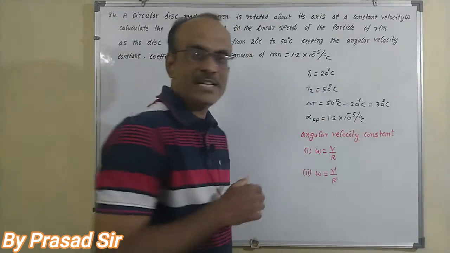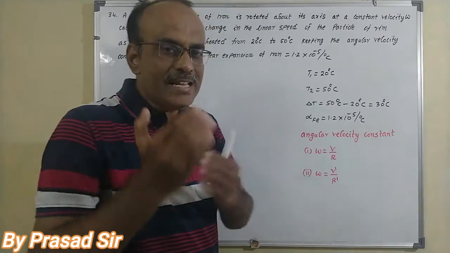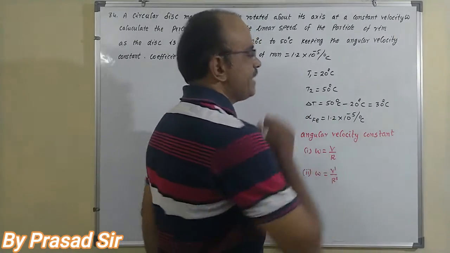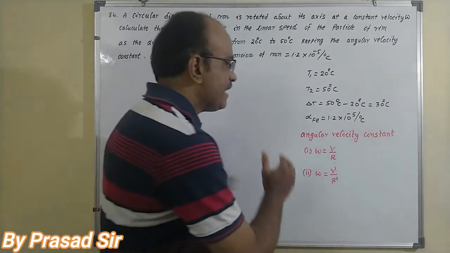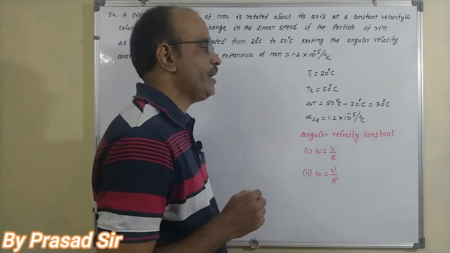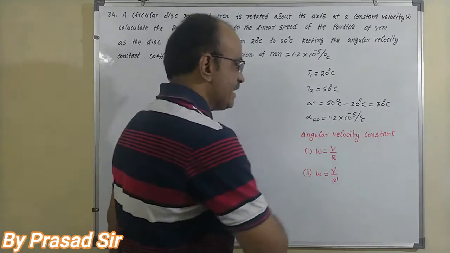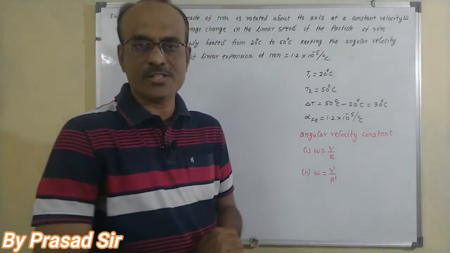T1 equals 20 degrees centigrade. It is heated to 50 degrees centigrade. What is the temperature rise here? 50 degrees minus 20 degrees is equal to 30 degrees centigrade. And the coefficient of linear expansion of iron is given as 1.2 times 10 to the power of minus 5 per degree centigrade. But an important note here: the angular velocity remains constant.